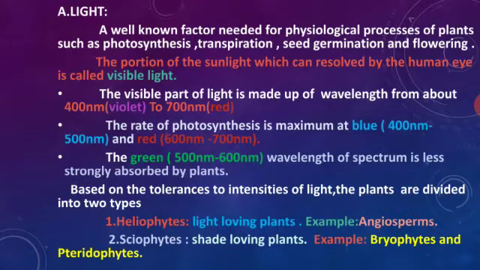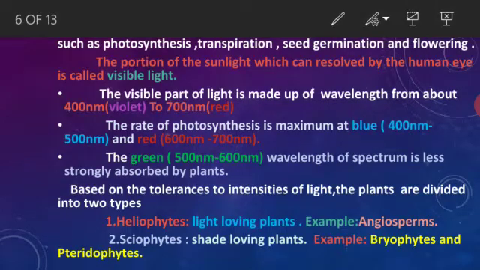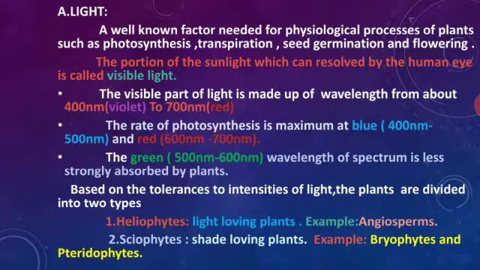into two types. One is heliophytes, also named light loving plants. An example is angiosperms, that is, all the flowering plants. The next one is sciophytes, that is, shade loving plants. Examples are bryophytes as well as pteridophytes, the non flowering plants. These are the two types of plants divided based on the intensity of light tolerance.